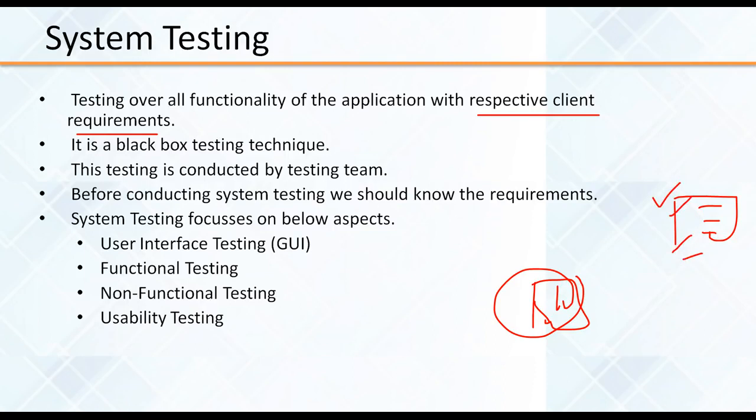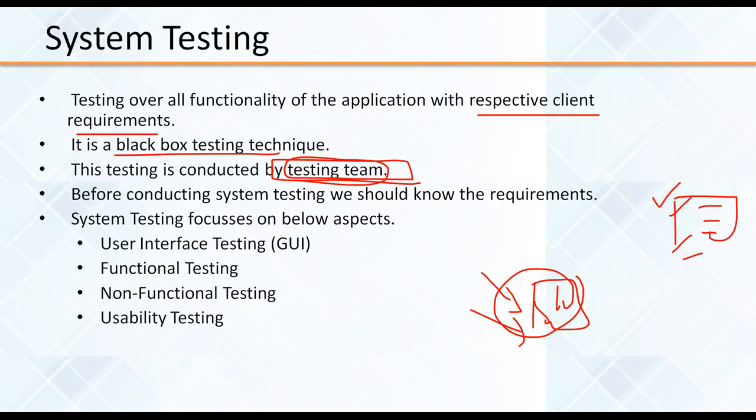And this is a black box testing technique. Why are we calling it black box? Because we don't know what the developer has written internally. So that's the reason, it is completely hidden, completely black box. So we call it a black box testing technique. And this testing is conducted by the testing team. The testing team is conducting the system testing.